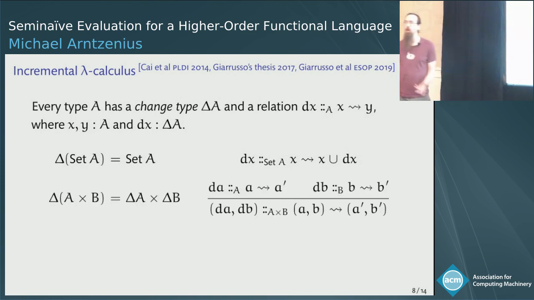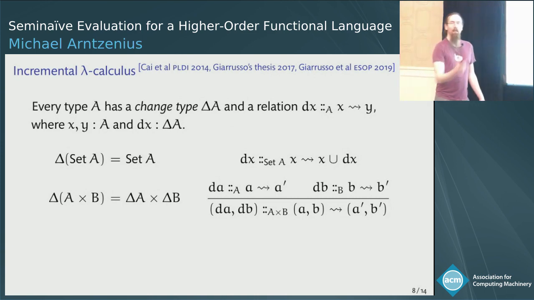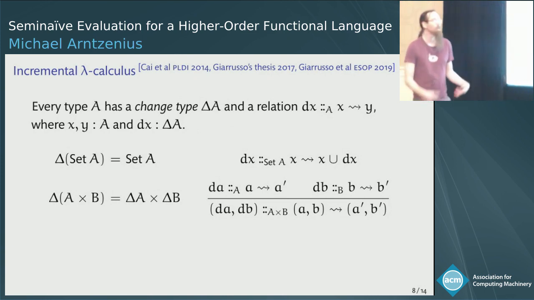We can also answer the question, what is the change to a pair? It's a pair of changes, right? And if dA turns A into A prime, and dB turns B into B prime, then the pair of changes dA, dB will turn (A, B) into (A prime, B prime).